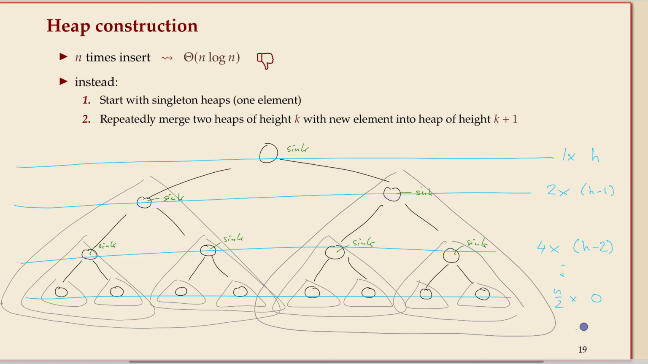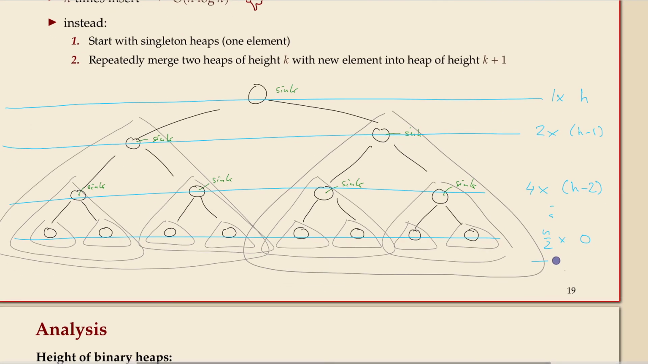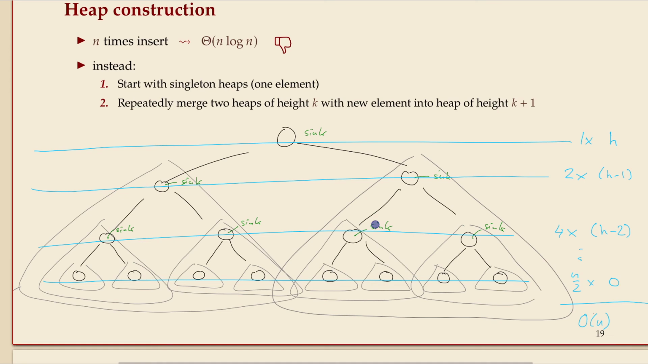you see that the majority of the calls for sink is really at this low level where they are constant time. So if you sum this up, that adds up to linear in the total thing. So the overall time is linear instead of n log n.